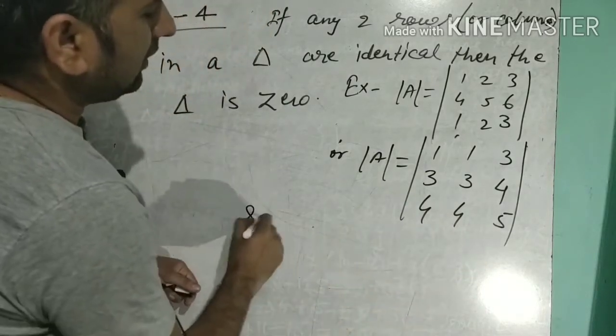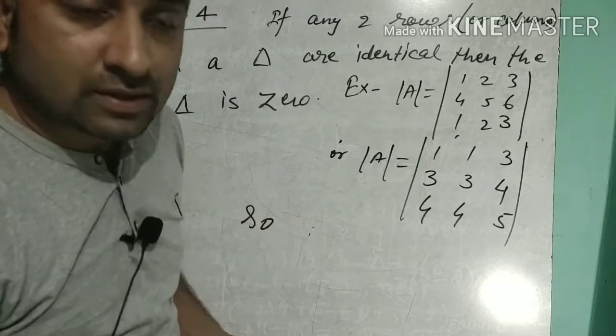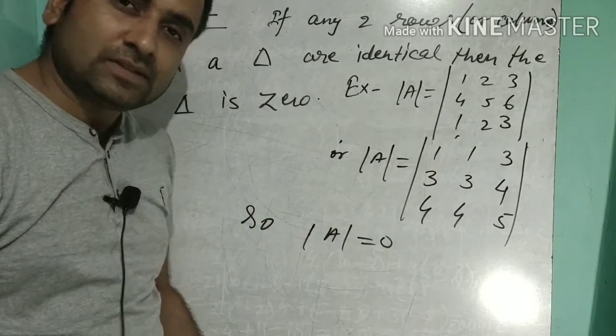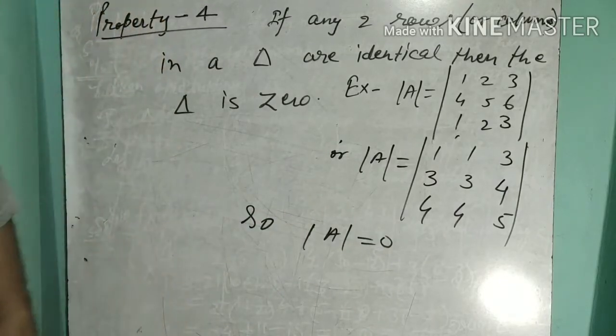So the value of this determinant will be what? The value of this determinant is 0. Okay students, write down if you want to write.